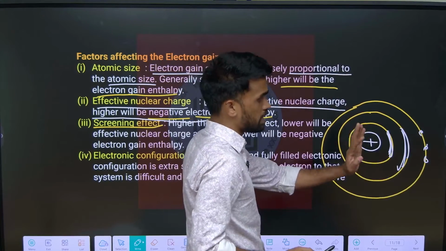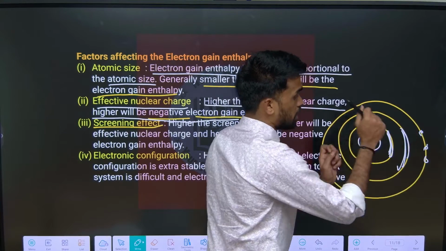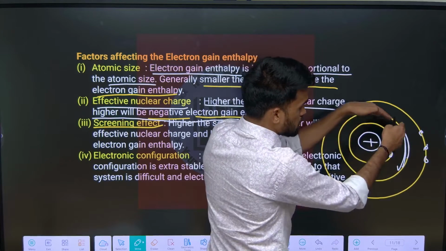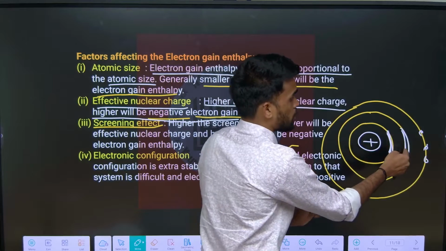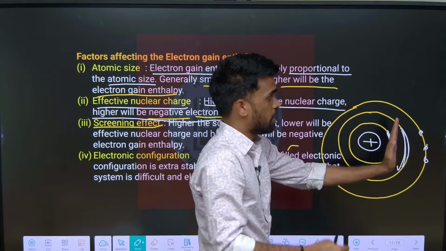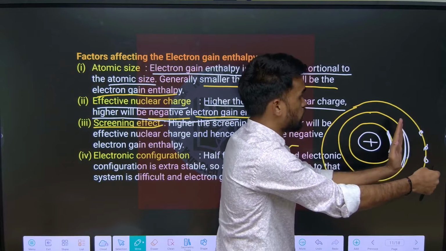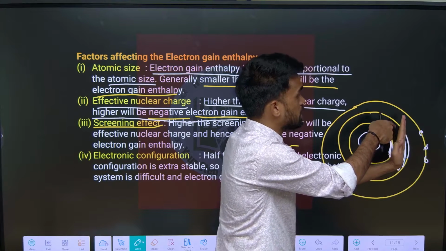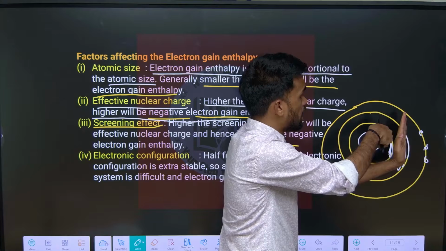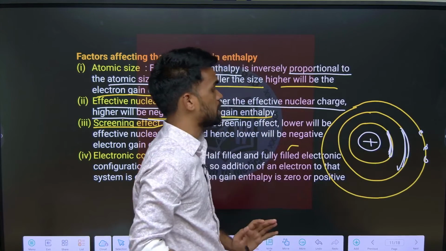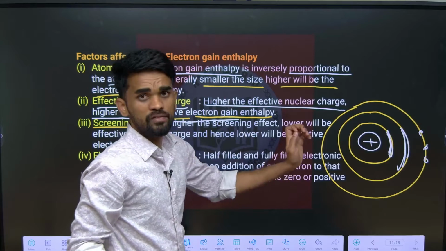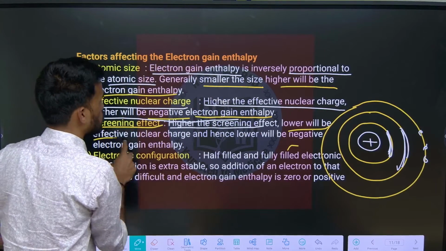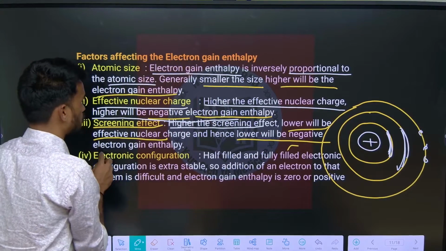Due to the presence of inner electrons, the effective nuclear charge acting on the nth level electrons, the valence electrons, will be less, because some of these electrons are closely packed around the nucleus. It means they act as a shield, a screen, to the outer electrons. Therefore the effective nuclear charge on the outermost electrons will be less due to the presence of these shielding electrons in the inner orbitals. This is what we consider the screening effect or shielding effect. So the higher the shielding effect, the lower will be the effective nuclear charge, hence the lower will be the negative electron gain enthalpy.